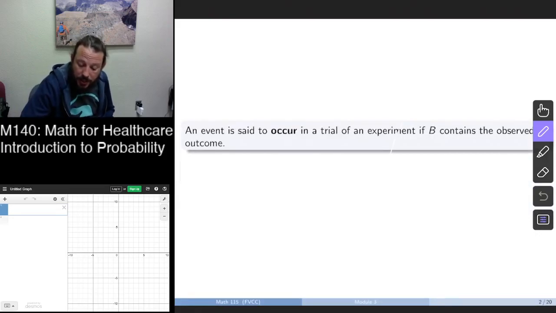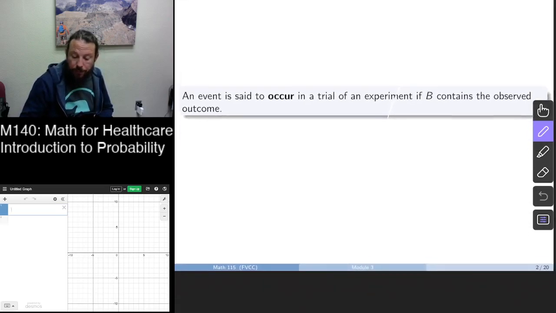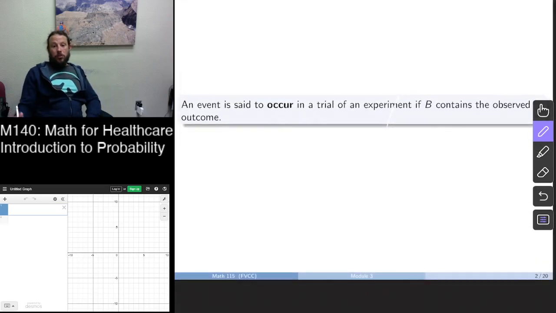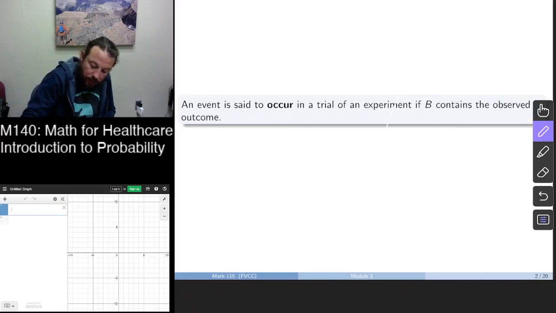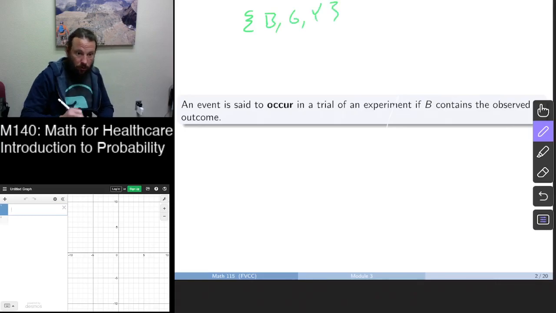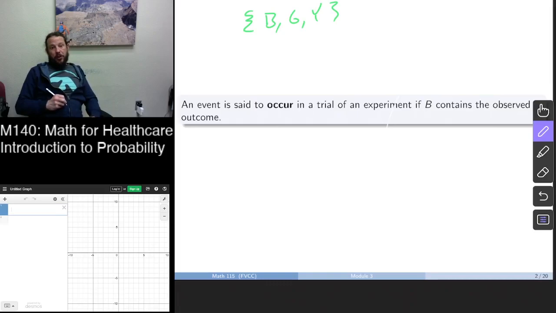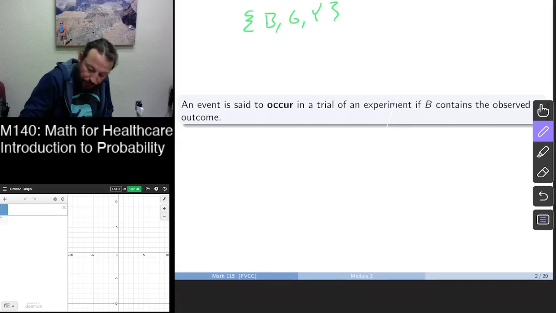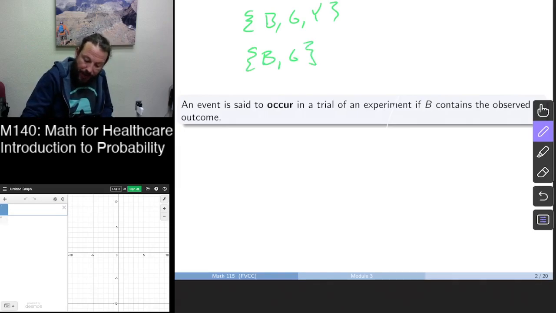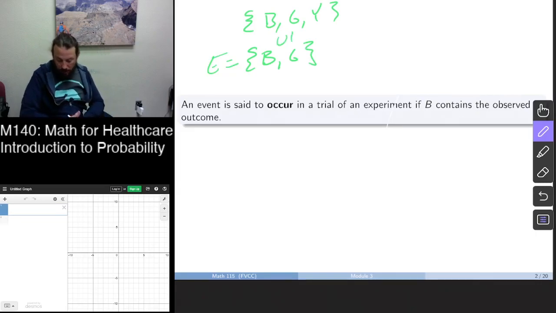Now, an event is said to occur in a trial of an experiment if B contains the observed outcome. For instance, ours was blue. Another way to think about that: when we had the sample space of blue, green, and yellow, I could ask, what about the probability of getting blue or green? Well, that looks like this, right? And that event, let's call that set E, is still a subset of our sample space.